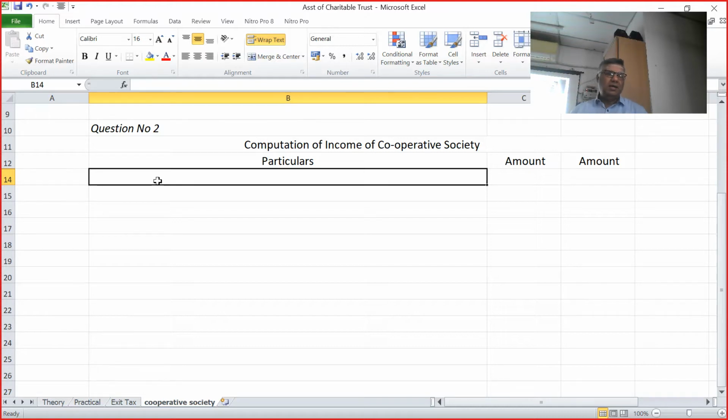First one is a case law, and just before that the case law. The last page will be cooperative. In charitable trust itself, I am putting it, for one question. We need not have a separate sheet for this. It will be part of the charitable trust.